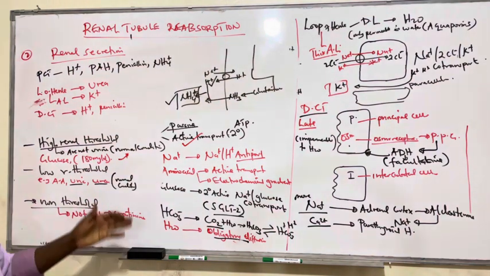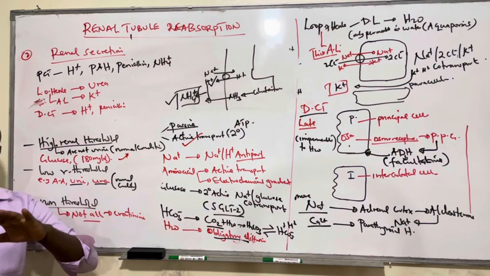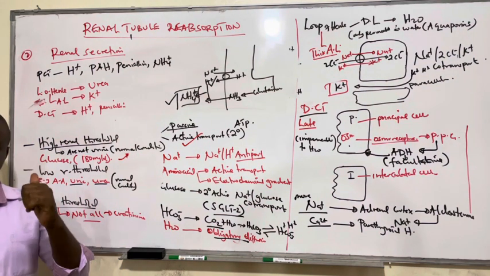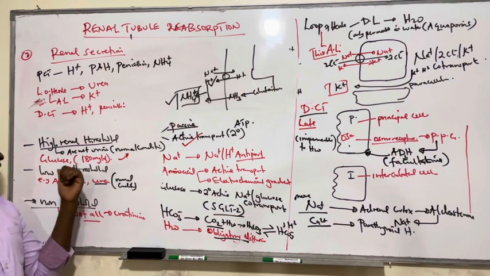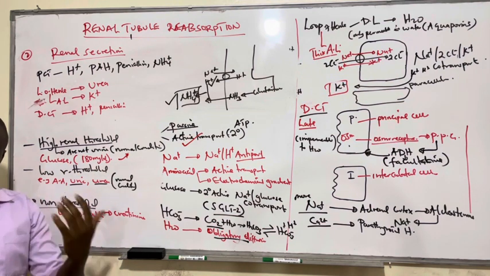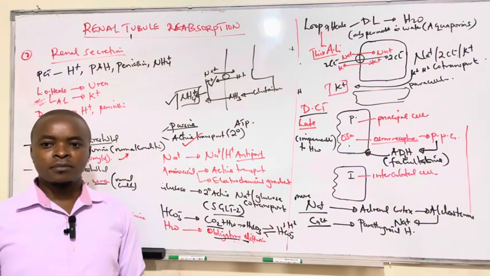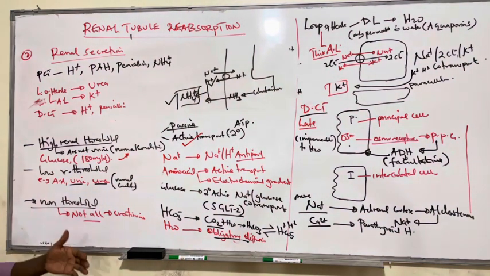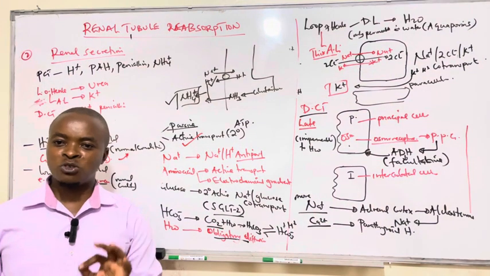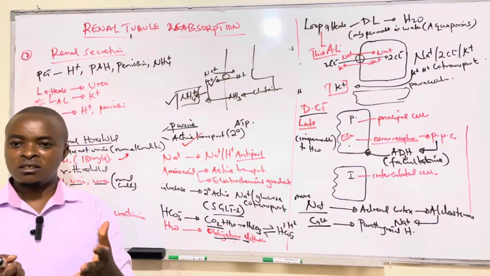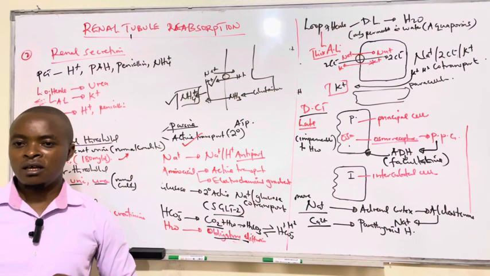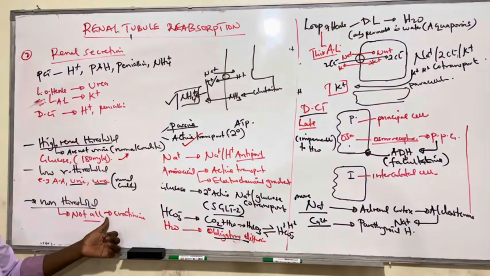So in summary, high renal threshold substances, in normal conditions, are not supposed to be found in urine. They are only found in urine when they exceed their renal threshold. Then the low renal threshold ones are naturally found in urine, even under normal circumstances. They are both secreted and reabsorbed. Then non-threshold substances are not reabsorbed at all. They are found in the urine because they don't undergo reabsorption. The way they enter the glomerulus is the way they are excreted. And an example is creatinine.